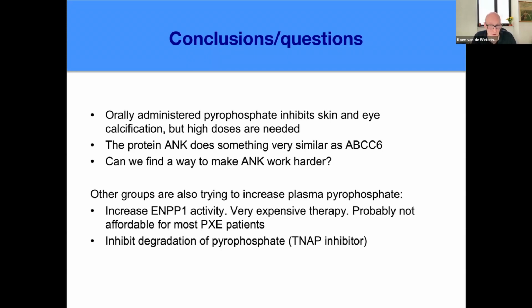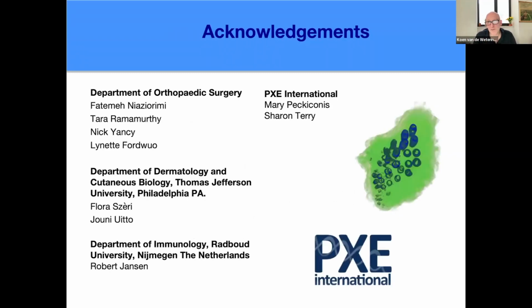And as told earlier, other groups are trying different ways to get pyrophosphate up in the blood. For instance, a group in Boston tries to increase ENPP1 activity, but this will be an extremely expensive therapy, which is probably not affordable for most PXE patients, I fear. And there is a pharmaceutical company that tries to increase plasma pyrophosphate by inhibiting tissue non-specific alkaline phosphatase, the enzyme that degrades pyrophosphate. So that was basically what I wanted to tell you today.